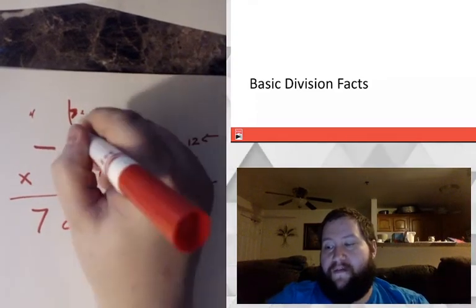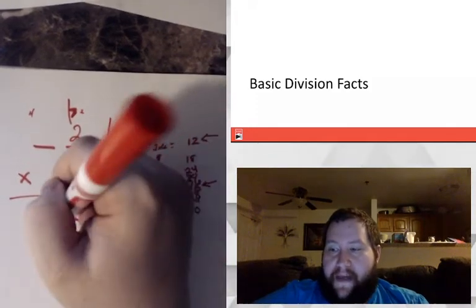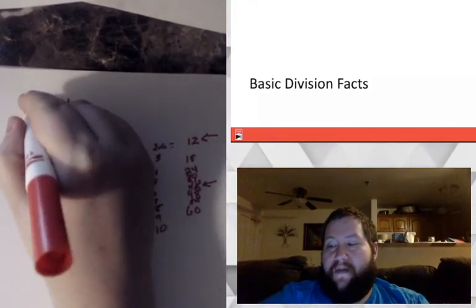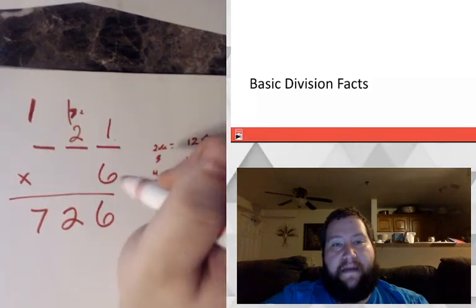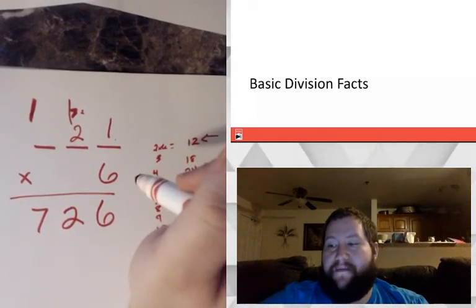2 times 6 is 12. We have a 2, and then we carry a 1. Something times 6 plus 1 is 7. And in our case here, that something is 1.